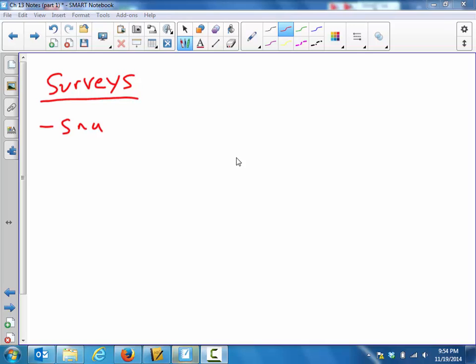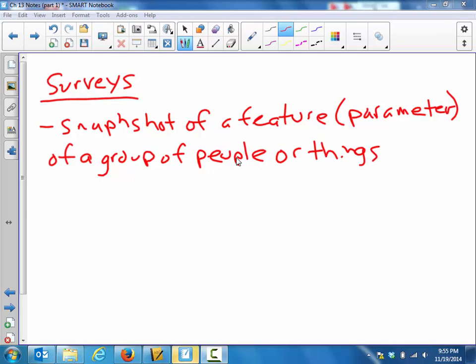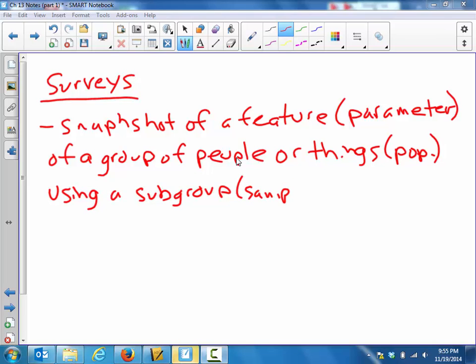A survey is a snapshot of a feature, which we have been calling the feature of interest here, the parameter of interest, of a group of people or things which constitutes our population, using a subgroup, that is a smaller group within the population, which we call the sample, to estimate the parameter of interest. Okay? So the key word there, I think, is estimate.